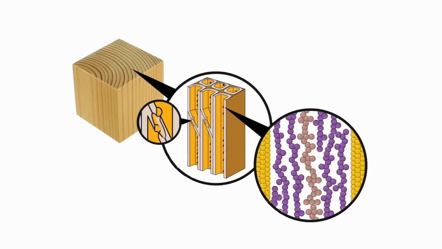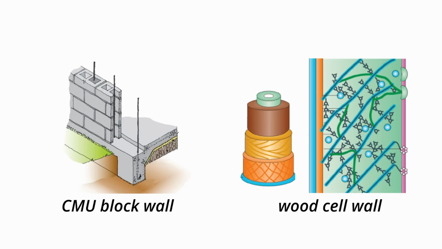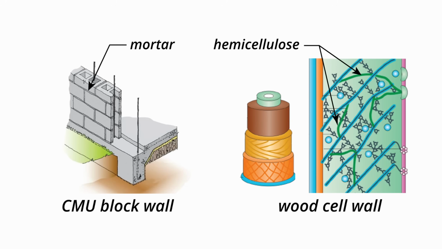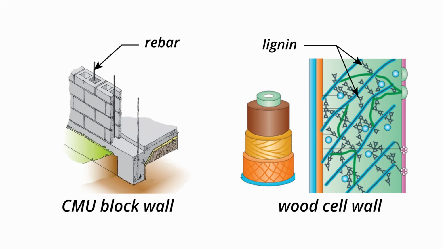Wood fibers are composed of several layers called cell walls. The three main components of a wood cell wall are similar to those of a CMU block wall. Cellulose is like a concrete block. It is an important structural component. Hemicellulose is like the mortar. It is a supportive matrix that strengthens the cell wall. Lignin is like rebar. It is a mechanical support that provides resistance to stresses.